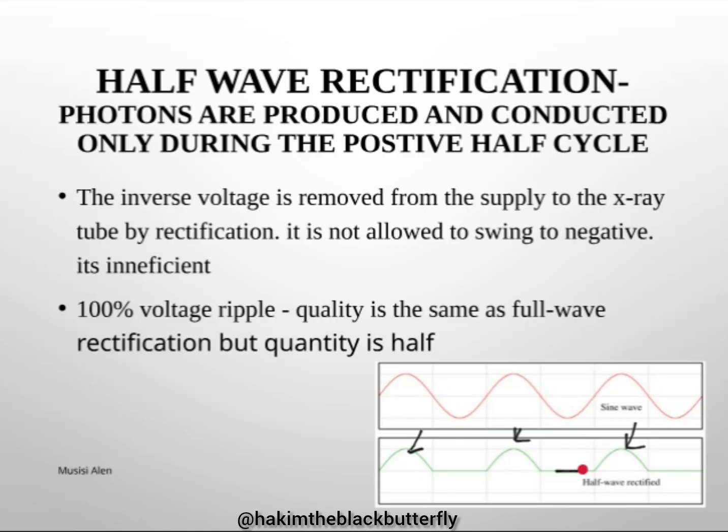So this kind of generator is inefficient at X-ray production. It even makes exposures longer and also contributes so much to the patient's radiation dose because it produces a lot of X-rays that don't have enough energy to penetrate the patient. So they just become absorbed in the patient and increase the patient's radiation dose.